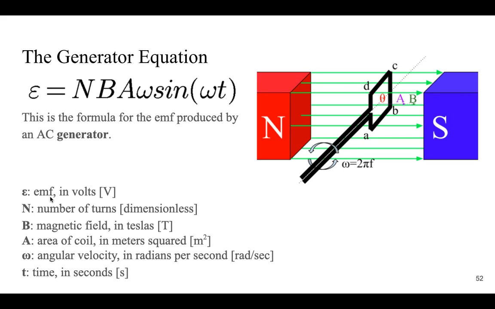Epsilon is EMF, voltage basically. N is the number of turns. So this is just a number. This is dimensionless. B is our magnetic field, which comes in units of Teslas. A is the area, which has got to be in meters squared. Omega is the angular velocity in radians per second. So rads per second. We like radians for this, not degrees. And t is time in seconds.